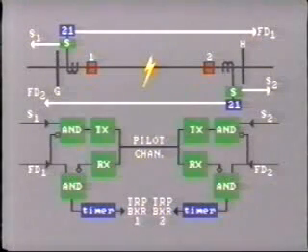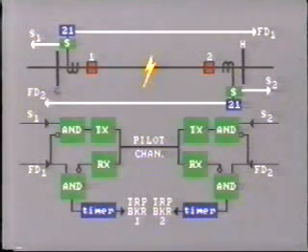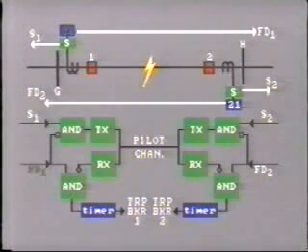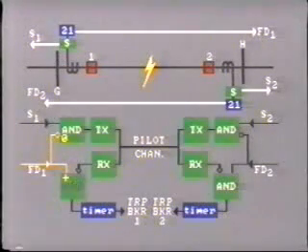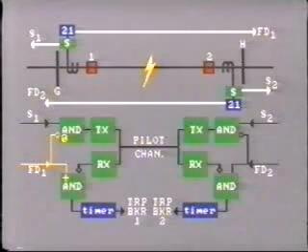Now let's see what happens with an internal fault. Both of the fault detectors sense the fault and initiate action. Let's look at station G. The fault detector FD1 will register the fault at station G and send a positive tripping signal to the tripping logic. Remember, this needs two positive signals.